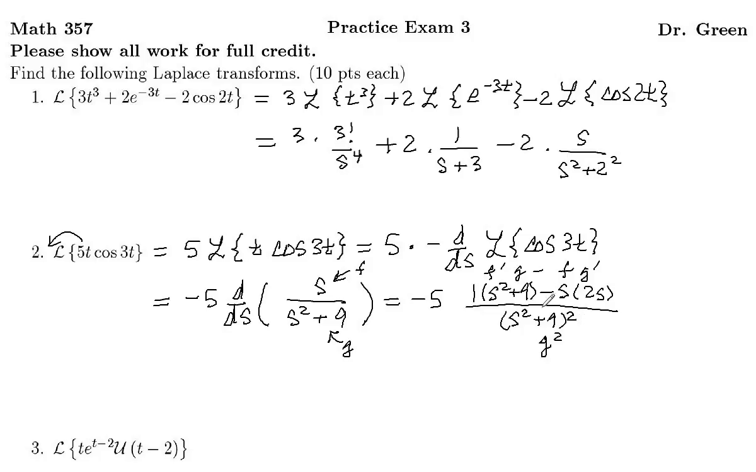We could do a little bit of simplifying here. It's s squared plus 9 minus 2s squared. So we actually could have our negative 5 out in front, and then this would be 9 minus s squared on top, and s squared plus 9 quantity squared downstairs. But if you stop here, that's fine. We've taken the transform, so you don't have to simplify. That's going to be your time saver on the exam.